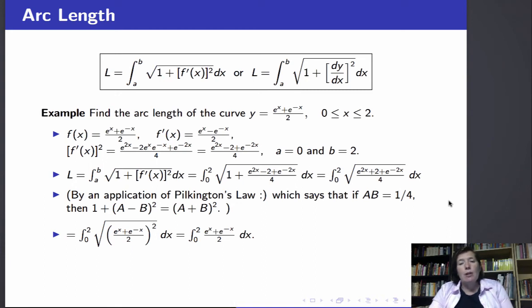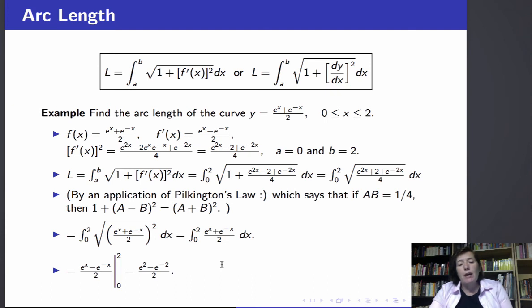Well, summarizing, we have our integral is the integral from 0 to 2 of the square root of ((e^x + e^(-x))/2) squared, and the square root of anything squared is the absolute value of it, but this is a positive number, so this is the integral from 0 to 2 of (e^x + e^(-x))/2. And now we can easily integrate that.